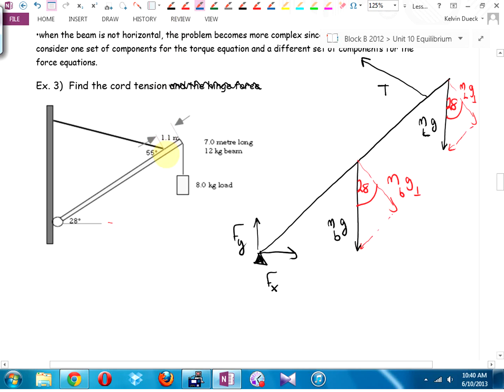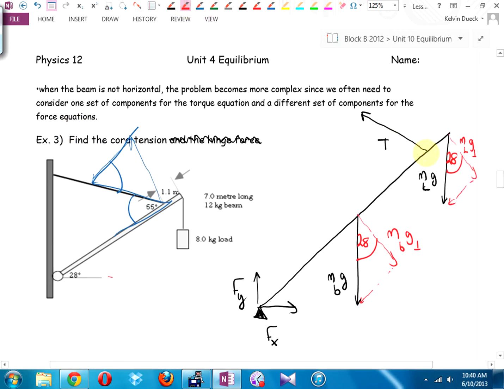This is the other reason I redrew the beam, is I knew I'd be mucking up my original diagram. How big? See the Z? How big? 55. Let's label that. So let's add the perpendicular component here. Perpendicular. And this is 55 degrees. Is that okay, Rob?